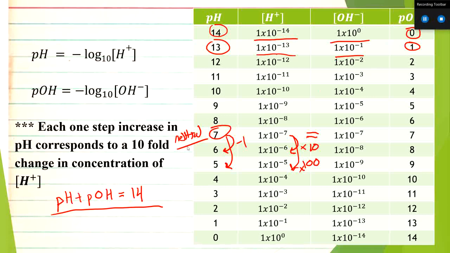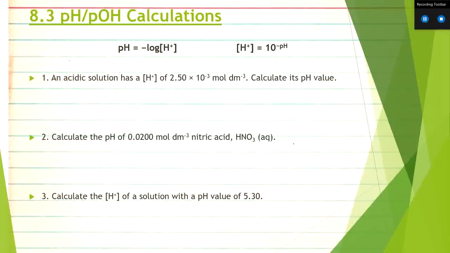So let's take a look at a few examples. Our pH calculation: pH is equal to negative log of the concentration of H. If we rearrange that, we get that the concentration of H is equal to 10 to the negative pH. We're just rearranging using the log rules that you would learn in math, if we need to solve for concentration.